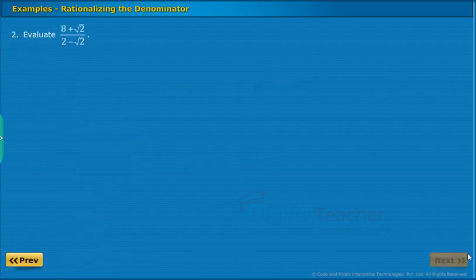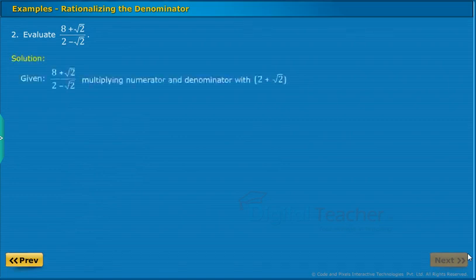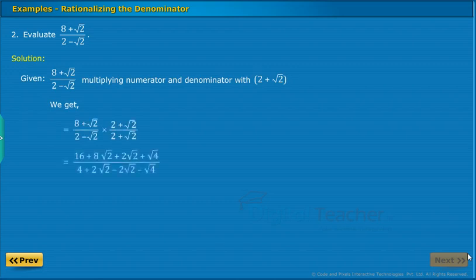Evaluate (8 + √2)/(2 − √2). Solution. For the given expression, multiplying numerator and denominator with 2 + √2, we get as follows.